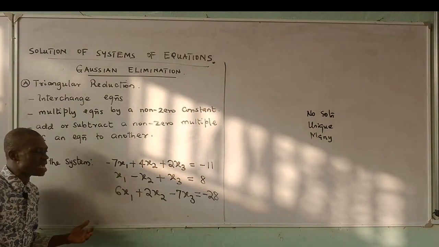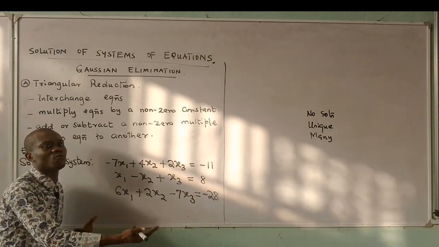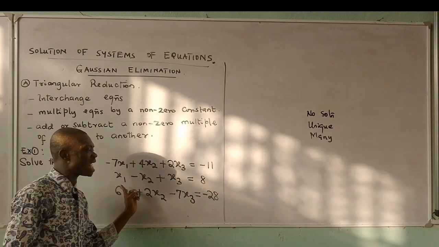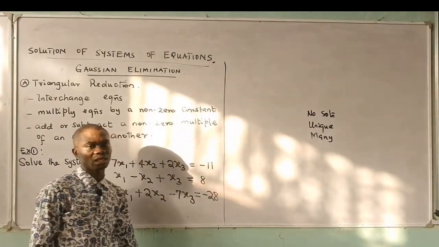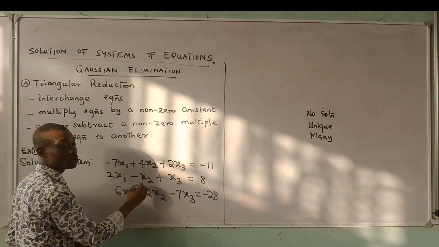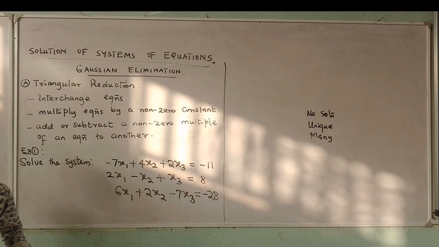But if there is a case where multiplying through by a constant will help me achieve what I want, then it is allowed. The only thing is that it must multiply every single term in that equation. So for instance, if I multiply here by 2, this one will also be multiplied by 2, and this by 2. Everything must be multiplied by 2 as well.